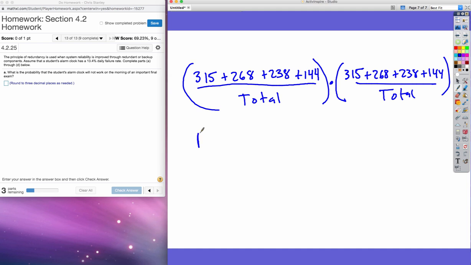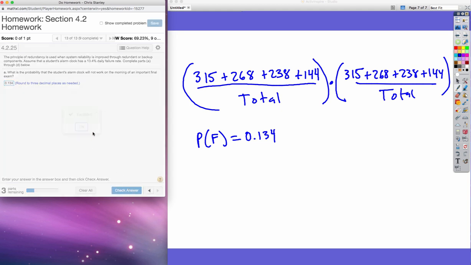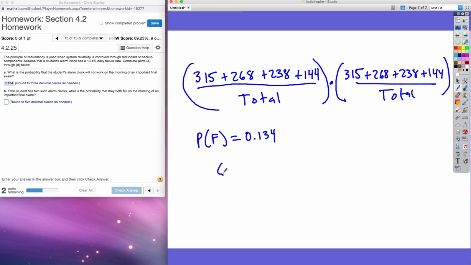Okay, so the probability of fails is 0.134. Flip everything to decimals. On any one day, the probability of fails is what they gave us, which is 0.134. But if they have two alarm clocks, you just take this number and multiply it by itself. The first one has to go off, and then this one has to go off. So I'm just going to do 0.134 and square it.